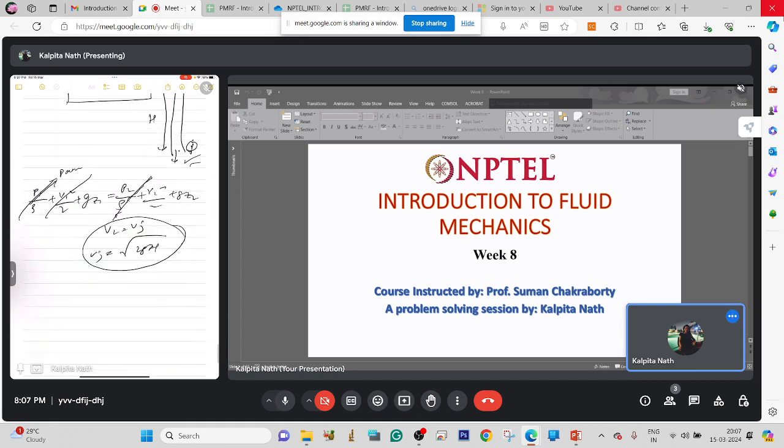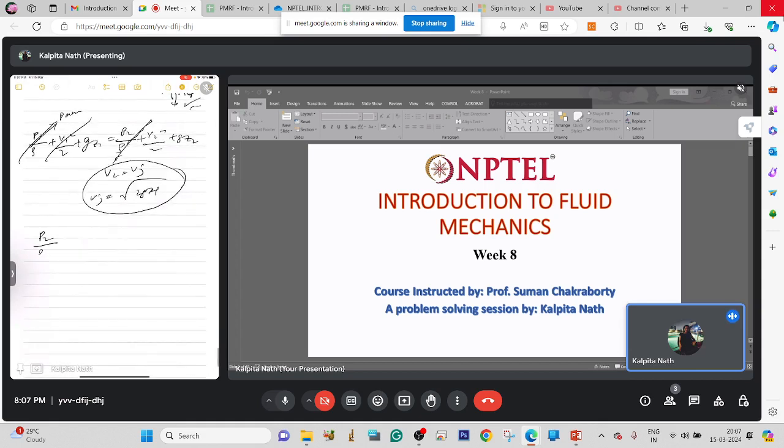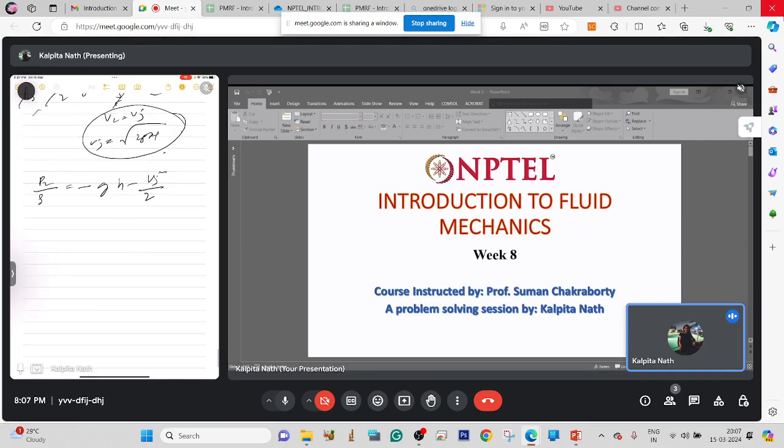Right? Now, if we apply gauge pressure, then P atmosphere can be taken as 0. So P2 upon rho is equal to g times H minus Vj square by 2, and Z1 minus Z2 is equal to H, rather minus H. So that means the pressure at point 2 is below the atmospheric pressure.